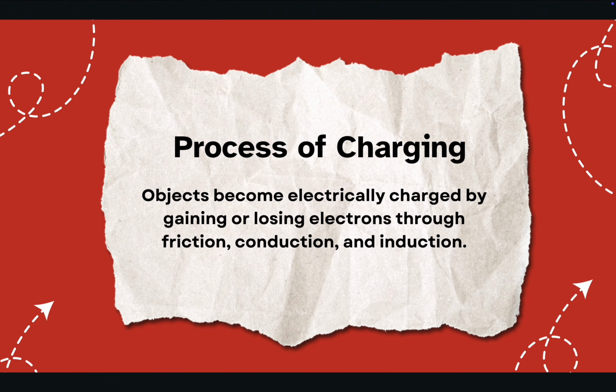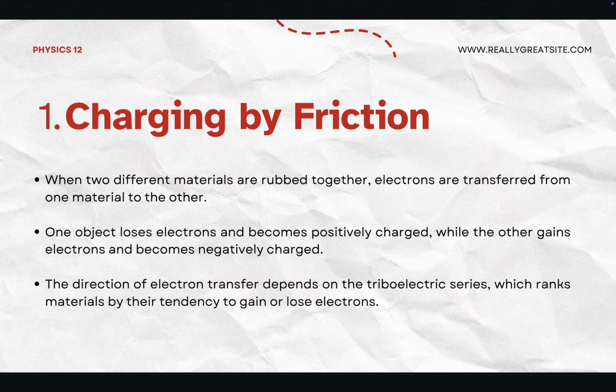There are three processes of charging: charging by friction, conduction, and induction. First is charging by friction. When two materials are rubbed together, electrons transfer between them. One loses electrons and becomes positive, while the other gains electrons and becomes negative. The direction of transfer depends on the triboelectric series.